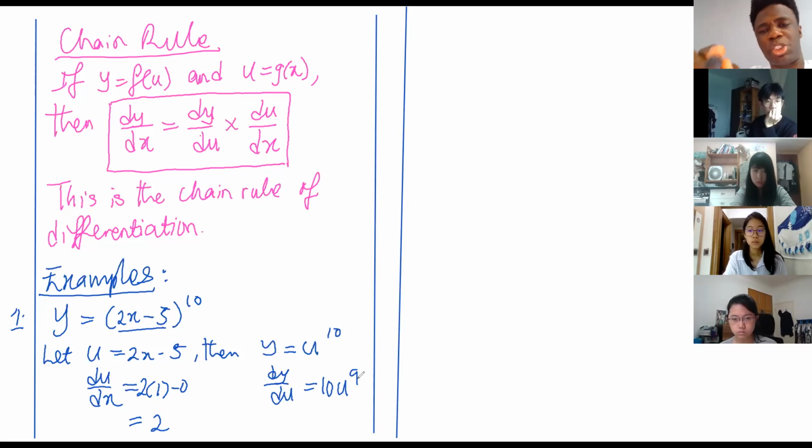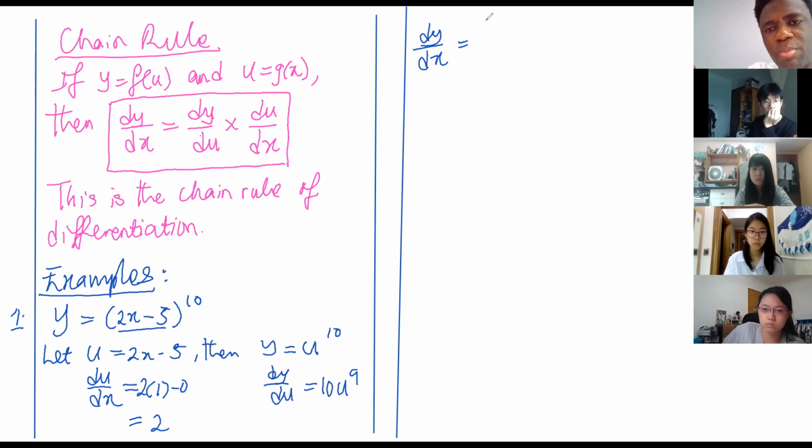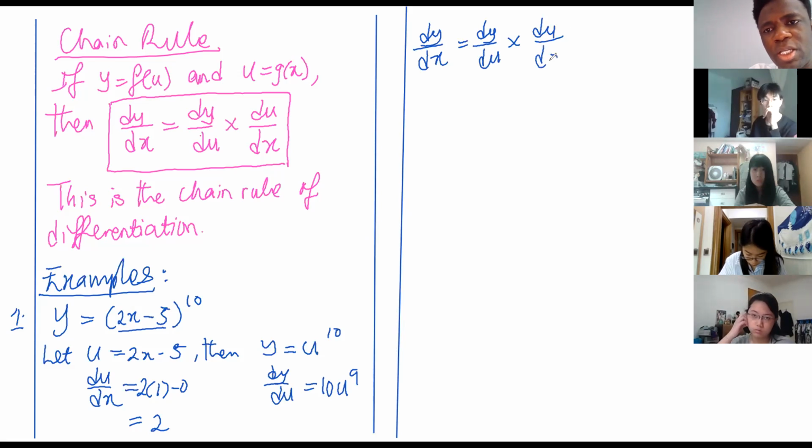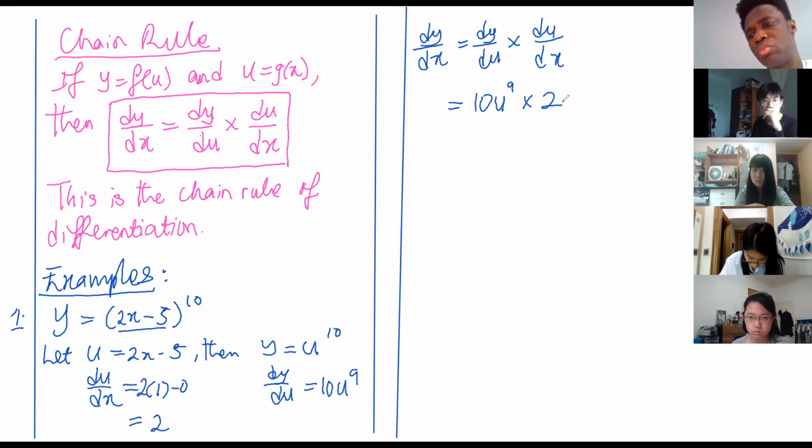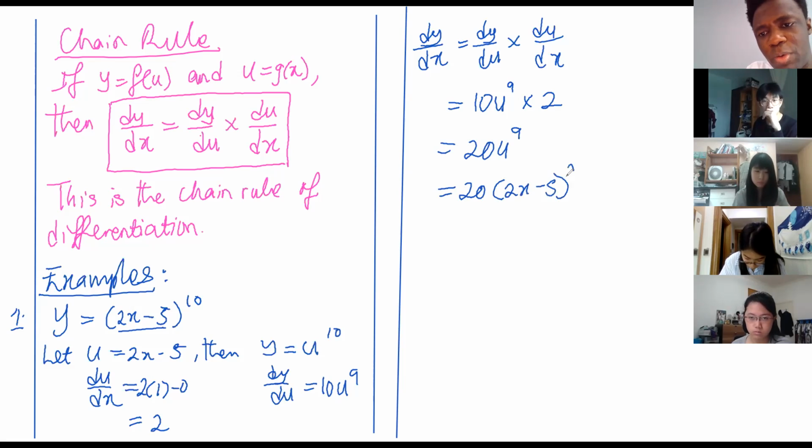Then you recall your chain rule, okay? So you just write after that, dy dx, always write the chain rule, always, please. It's simply dy du times du dx. Then substitute exactly the way you write it in that order. Dy du is 10u to the power 9. Du dx is 2. I didn't bring my 2 first. Please just be consistent. And this is 20u to the power 9. Then we substitute 20 brackets 2x minus 5 to the power 9. And that's it.